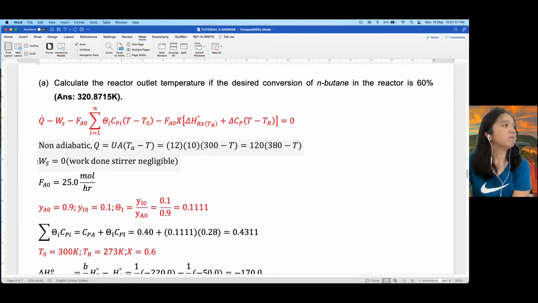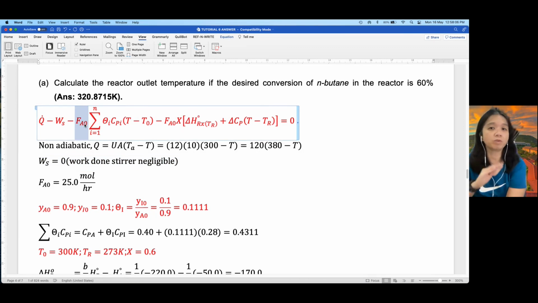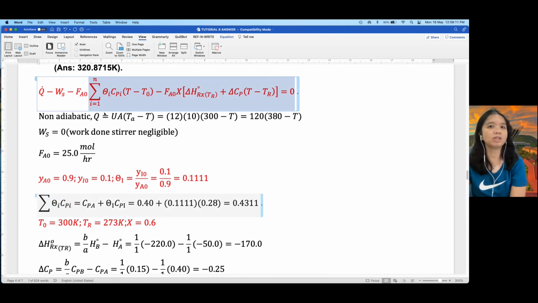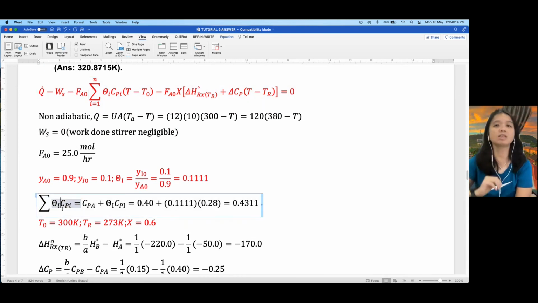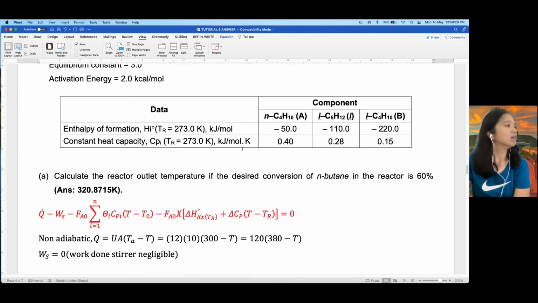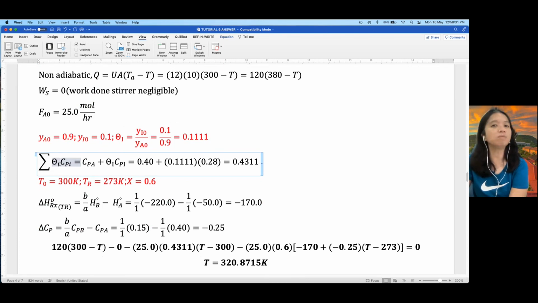This says WS, work done by the stirrer, is negligible, so there is no value. FA0 given in the question is 25, so we just put it as it is. We have to find the summation of theta I CPI. This is quite different from the previous question, because previously you had reactant A and reactant B, with no inert. In this question, I have only one reactant, but I have one inert, which is isopentane. So the summation of theta I CPI will be equal to CPA plus theta I CPI.